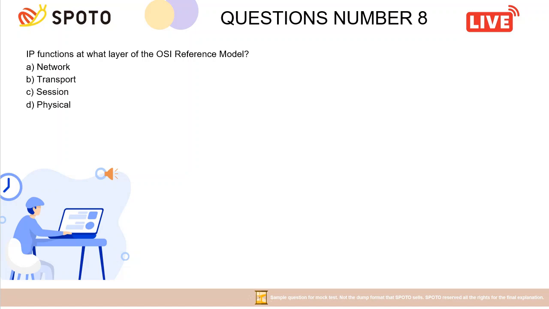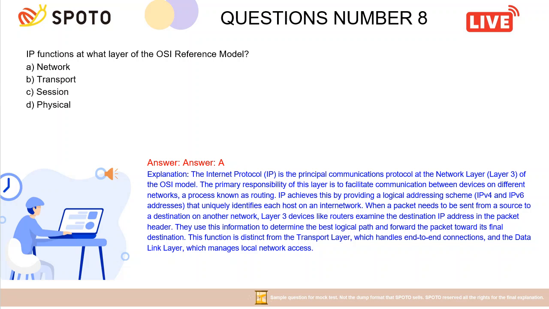Answer, A. The Internet Protocol, IP, is the principal communications protocol at the network layer, Layer 3, of the OSI model. The primary responsibility of this layer is to facilitate communication between devices on different networks, a process known as routing. IP achieves this by providing a logical addressing scheme, IPv4 and IPv6 addresses, that uniquely identifies each host on an internetwork.